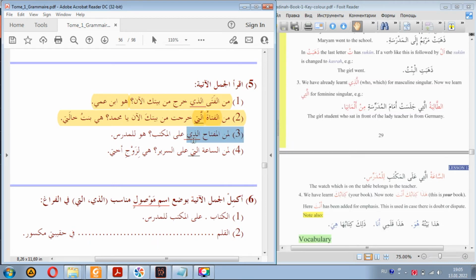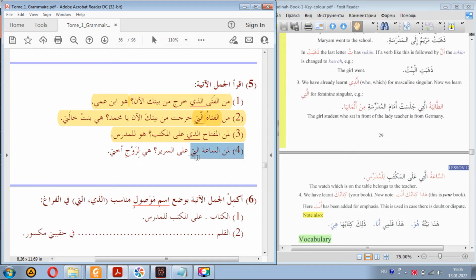لمن المفتاح الذي على المكتب؟ Whom does the key which is on the table belong to? This li means belong to. هو للمدرس. It belongs to the teacher.